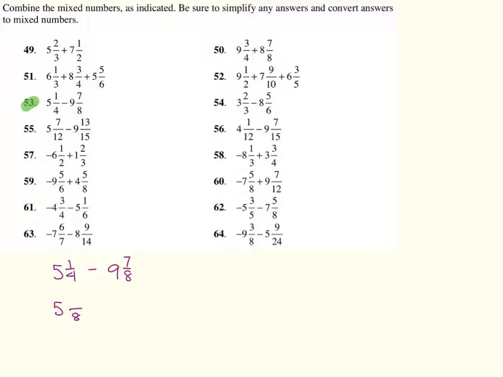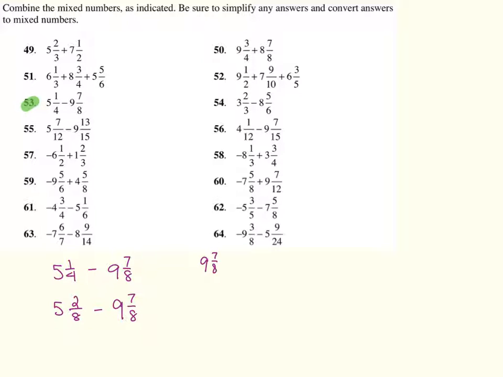So 4 goes into 8 2 times. 2 times the 1 is 2. Do not change a thing on the next mixed number. Alright, so instead of subtracting, going from left to right, I'm going to do the stacking method. And the stacking method helps with subtraction because you're going to put the bigger number on top. Now this is 5 2/8 minus 9 7/8.